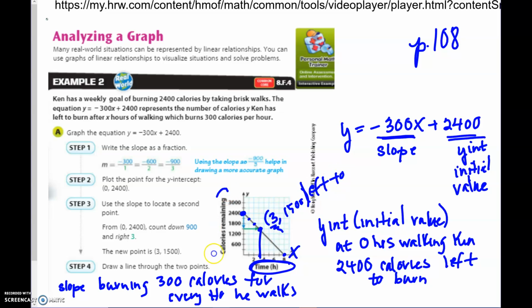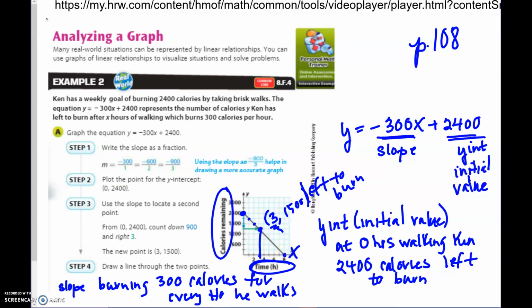Because that's how we did it, as calories remaining, left to burn. Okay, so the interpretation: the x-axis is representing time in hours. The y-axis is representing the calories remaining. This y-intercept, the initial value, is that he has 2,400 calories to burn. And this down here, the slope, means that we have 300 calories burning for every hour he walks.